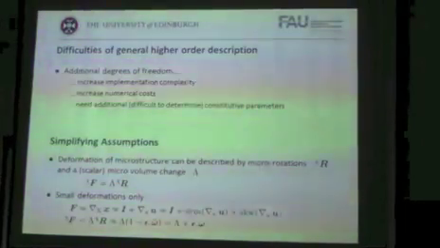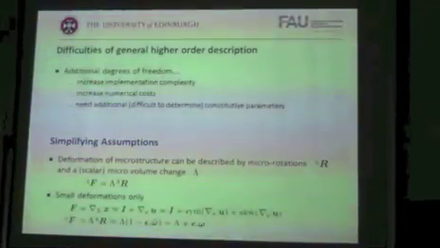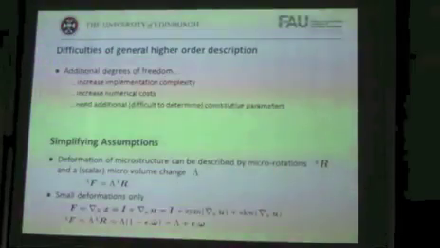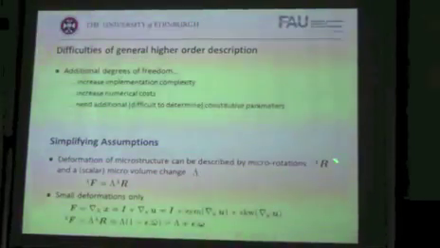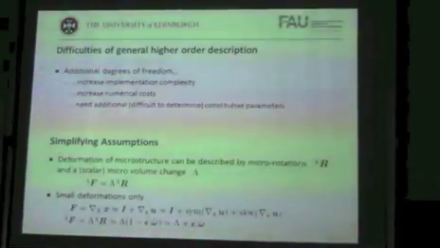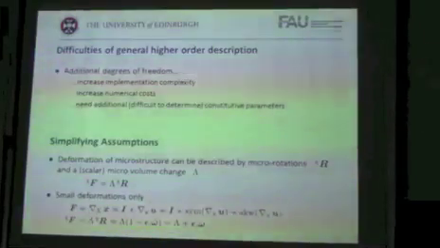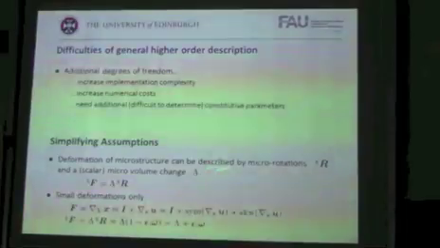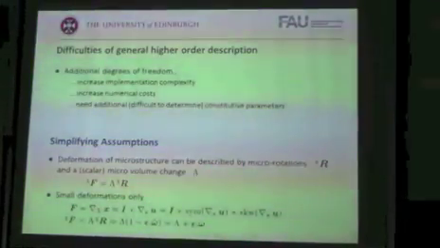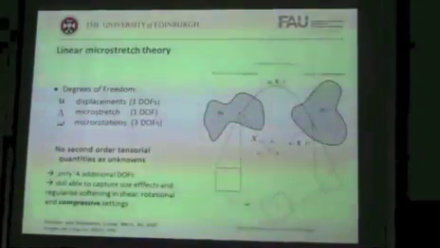So we made 2 simplifying assumptions that make life easier for us. First of all, we assume that the deformation of the microstructure of the snow can be reasonably well described by micro-rotations and a scalar micro-volume change only. And then in addition we assumed small deformations only, so we can linearize the deformation gradient and of course also the micro deformation.